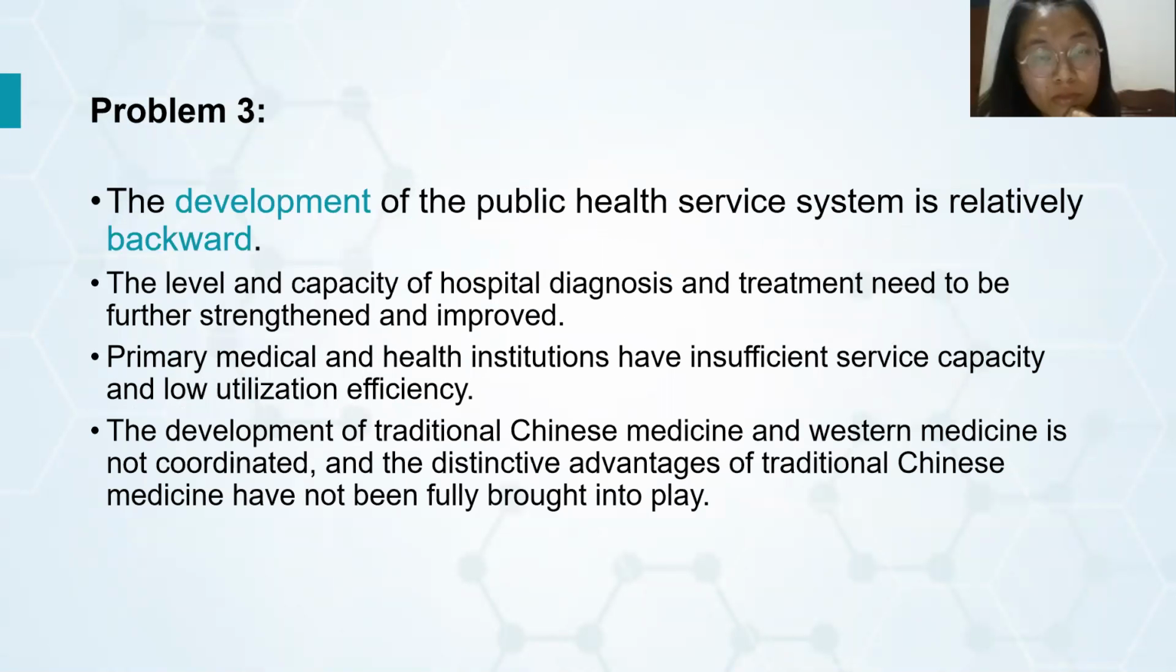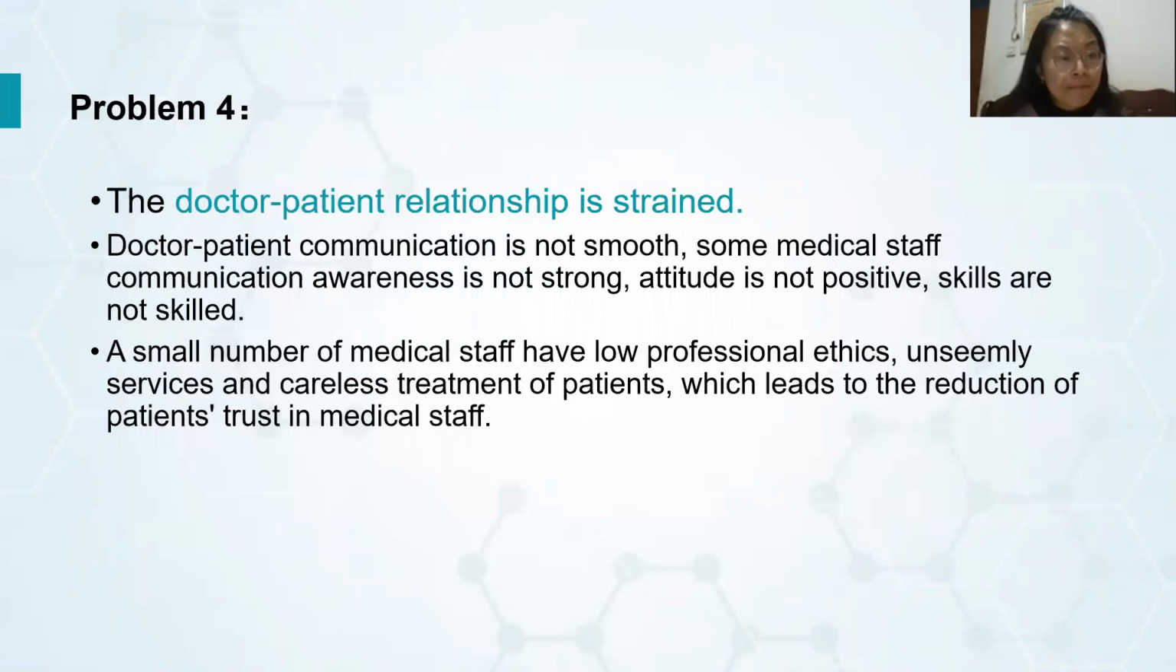And the third problem is the development of the public health service system is relatively backward. The level and capacity of hospital diagnosis and treatment need to be further strengthened and improved. Primary medical and health institutions have insufficient service capacity and low utilization efficiency, and the development of traditional Chinese medicine and Western medicine is not coordinated, and the distinctive advantages of traditional Chinese medicine have not been fully brought into play. And the last problem is the doctor-patient relationship is strained.